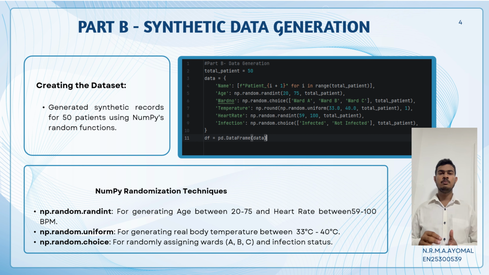Second, we use np.random.uniform to generate body temperature between 33 and 40 degrees Celsius. Last one, we also use np.random.choice to randomly select ward and infection status. Finally, the data was stored in a Pandas data frame for analysis.